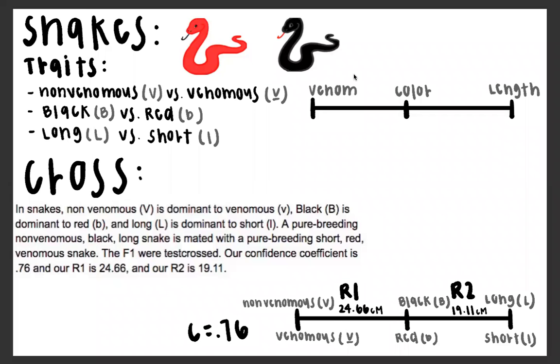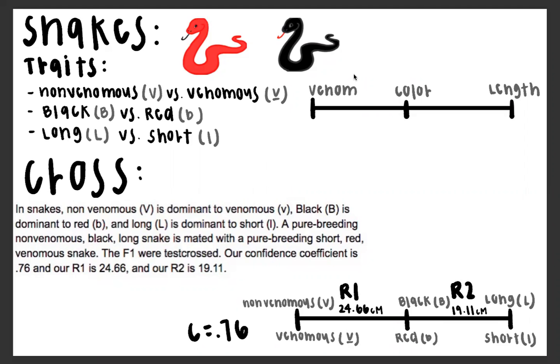In this video, we will be looking at linked loci within two alleles dealing with snakes. The traits for snakes are venom type, color, and length. In snakes, non-venomous is dominant to venomous, black is dominant to red, and long is dominant to short.